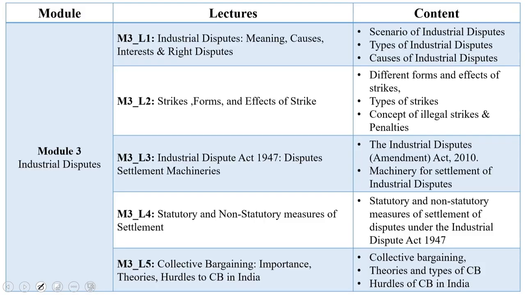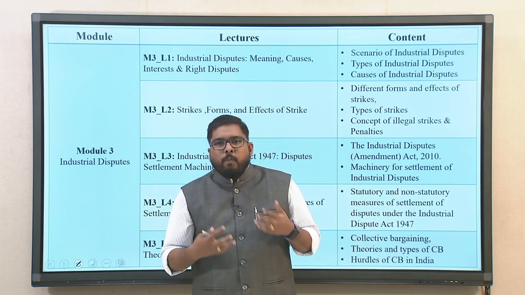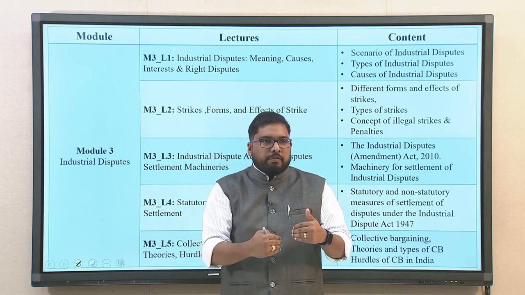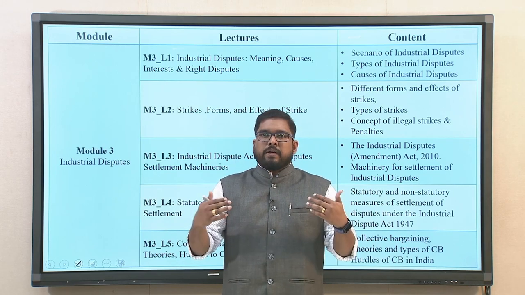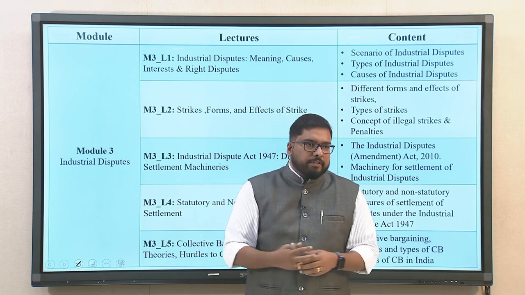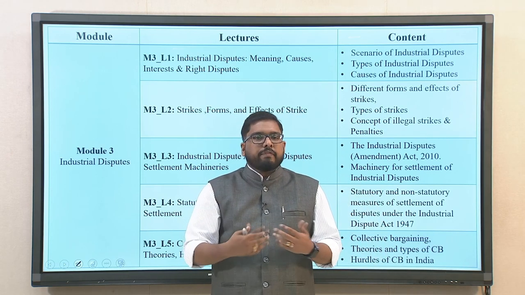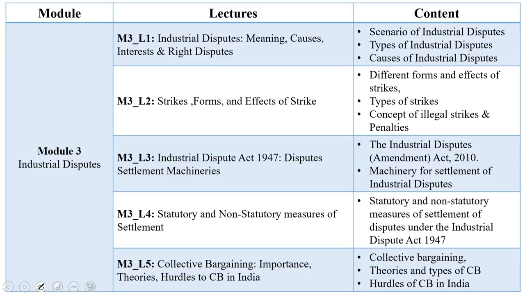In module 3, we looked into industrial disputes. From here on, we tried to understand what were the different aspects that came in because of the increasing number of stakeholders. Dispute was a consequence of the conflict which was there. Cooperation again was a norm, but what we found out was conflict. So what are the different aspects with respect to industrial disputes? Let's look into that in greater detail.